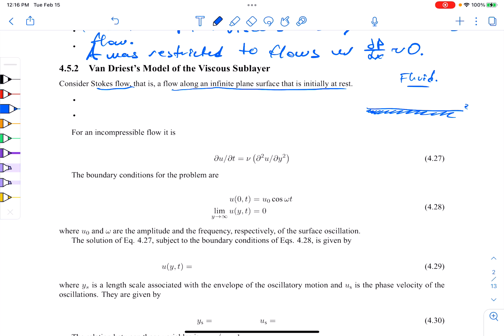And at time t, we let the plate oscillate. You're probably thinking way back to your first fluids classes or reading about these Stokes first and second problems and saying, what in the world does this have to do with a high-speed compressible turbulent boundary layer?